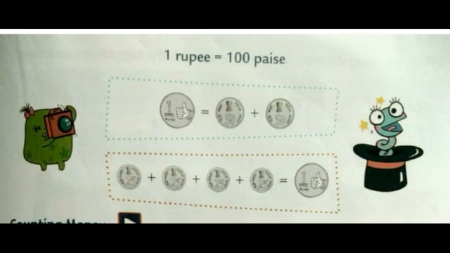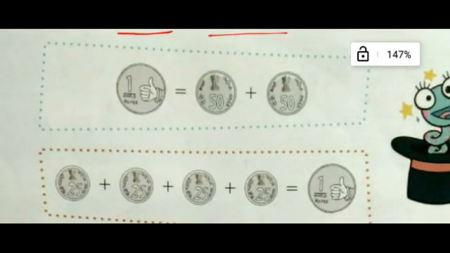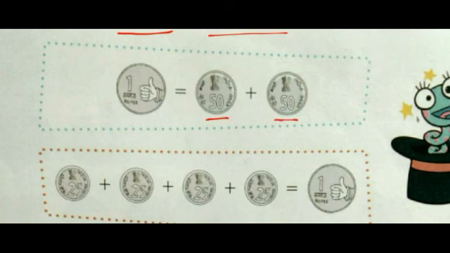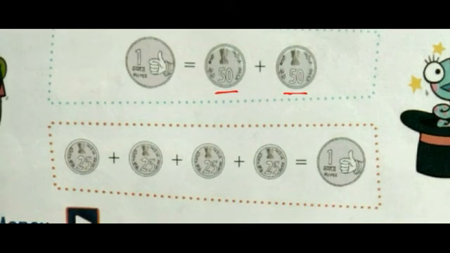Scholars, 1 rupee is equal to 100 paise. Just see this picture here. If you have two 50 paise coins, it is equal to 1 rupee. But now, some of these coins are no longer in use, like 50 paise and 25 paise coin. If you have four 25 paise coins, it is equal to again 1 rupee.